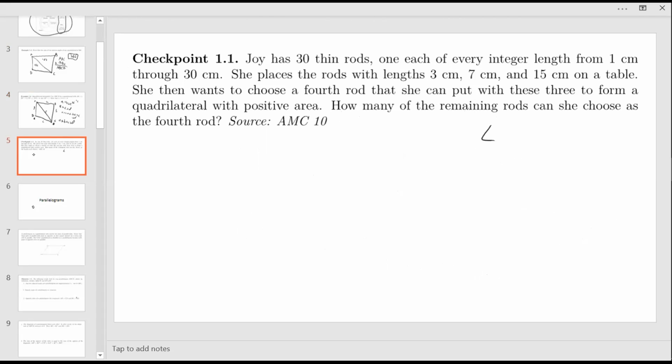So now you guys can try the following checkpoint, which should test your understanding of the quadrilateral inequality. If you guys have any answers, you guys can just post it in the chat.